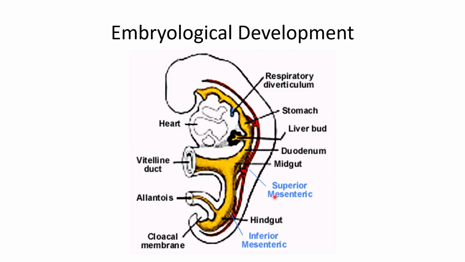The last segment of the intestinal tract is called the hindgut. It develops into the descending and sigmoid colon and the proximal portion of the rectum. It is supplied by branches off the inferior mesenteric artery.